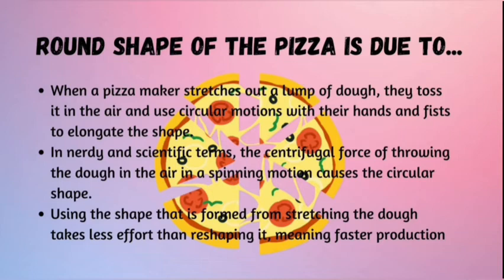To say it in more scientific terms, we can call it centrifugal force. Yes, the centrifugal force of throwing the dough in the air in a spinning motion causes a circular shape, that is the round shape of the pizza. So the round shape of the pizza is due to centrifugal force. We can say it like that.